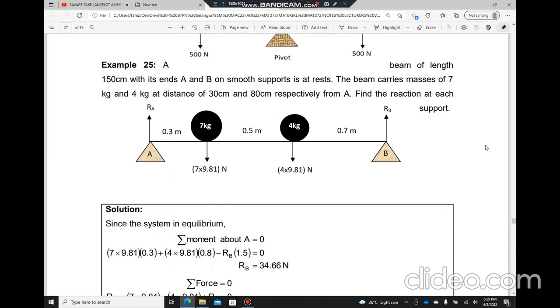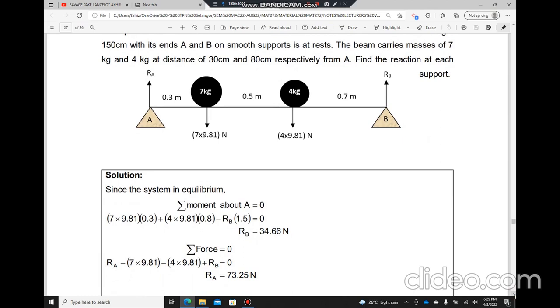Okay, dia dah bagi kat sini system is in equilibrium kan. So this one, the solution here is, since system is in equilibrium, dia dah bagi tahu system adalah equilibrium, so moment about A is equals to 0. So jumlah moment dia kena sama dengan 0. So moment about A, this one A, dia akan ada dua ni. Dua jisim, sorry, dia kena consider 3 lah kan. Kita ada 3 point kat sini.